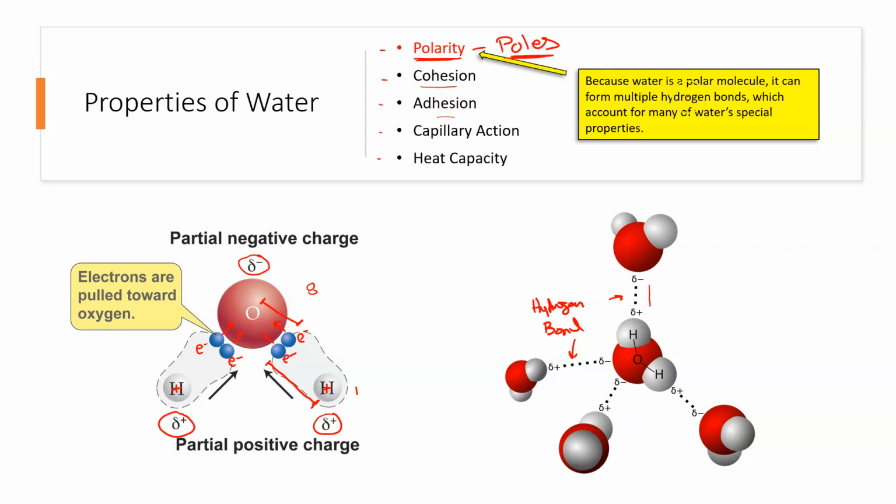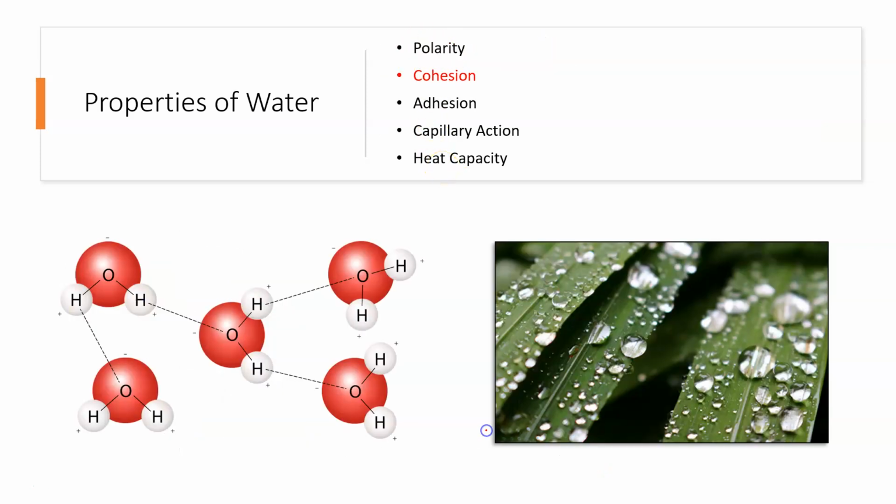Because water is a polar molecule, it can form multiple hydrogen bonds, which you can see here. Here's a hydrogen bond, H bond, H bond, H bond, which accounts for many of water's special properties. It's because of water's polarity that cohesion, adhesion, capillary action and the heat capacity exist. Without polarity, none of these would exist.